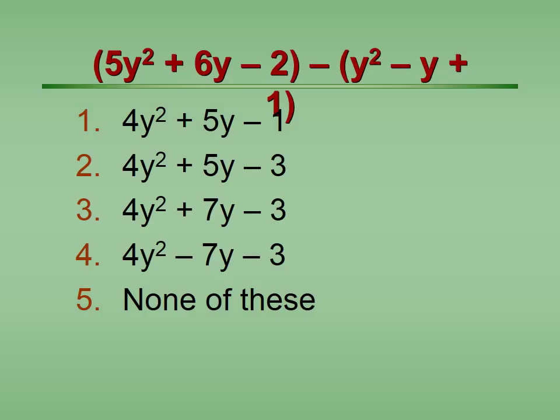All right, so 5y squared minus y squared is 4y squared. Then you have 6y minus negative y is going to be 7y, and plus 7y. So I actually don't have to go any further in this multiple choice. I know my option is 3.